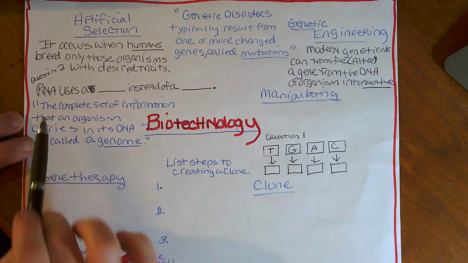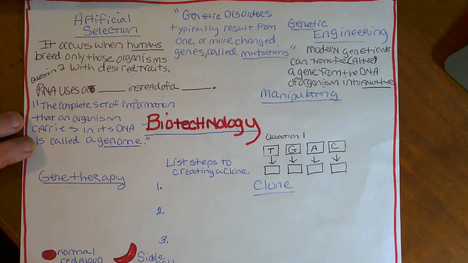Here's my second quote. The complete set of information that an organism carries in its DNA is called the genome. You heard that word all the time in the movie we saw, Cracking the Genetic Code, talking about how the human genome has been done. It's a big, important medical finding that we did. Our next definition is going to be gene therapy. Again, we saw gene therapy in that movie as well. Gene therapy in humans, genetic diseases are called mutations or changes. Some mutated genes pass from a parent to child.